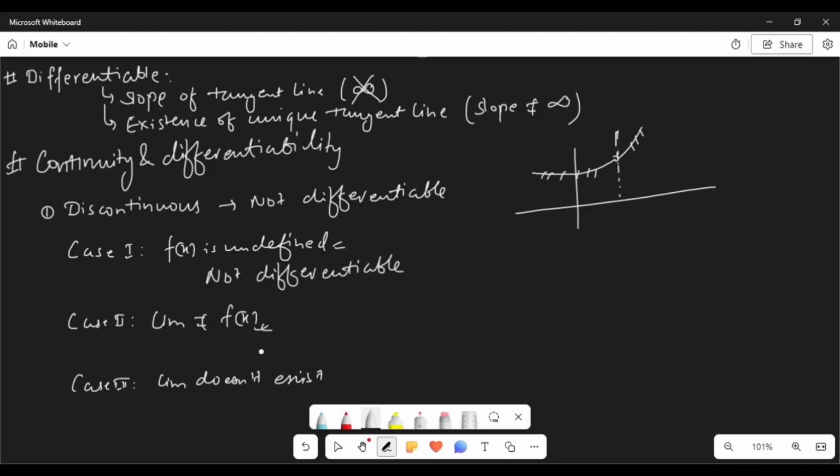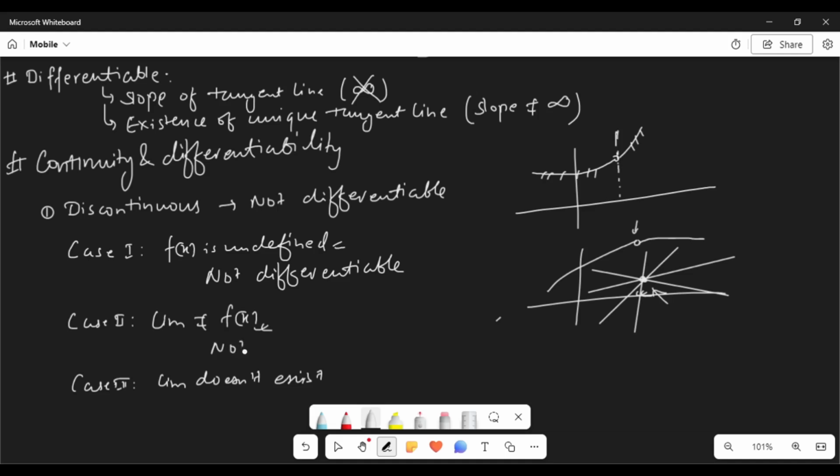Second case, limit is not equal to f(x). That means function is defined, but the value is not equal to the value of limit. We can see from this graph, the limit is here and the functional value is here. So now we want to find the tangent line through this point, right? We want to find derivative at this point, so we need to find tangent line through this point. And that should be unique. But we can draw as many lines as we like through this point, right? So there is no unique tangent line. So in this case also, the function will be non-differentiable.